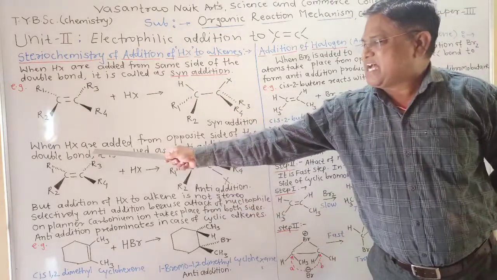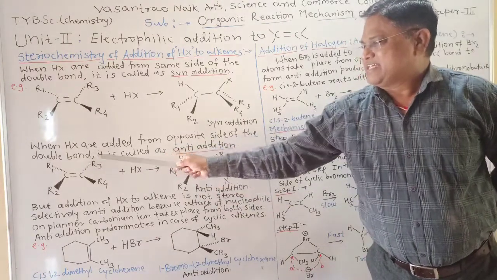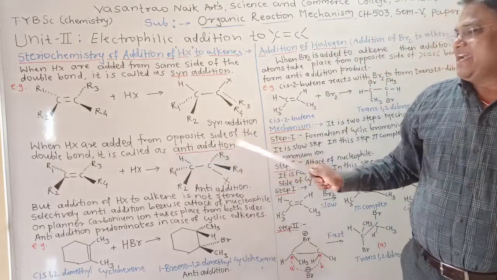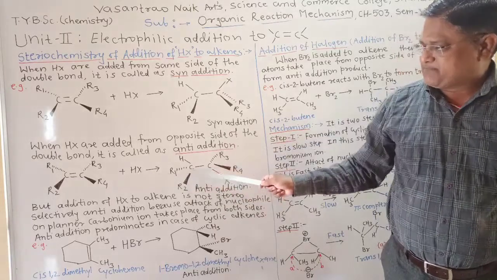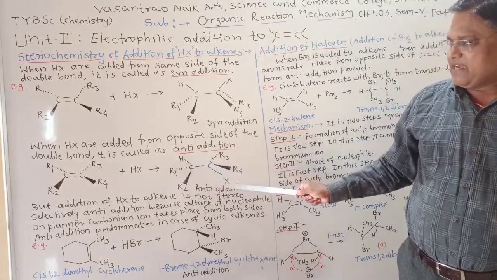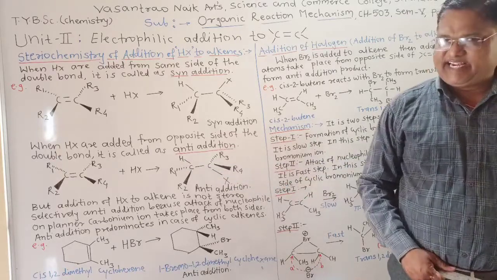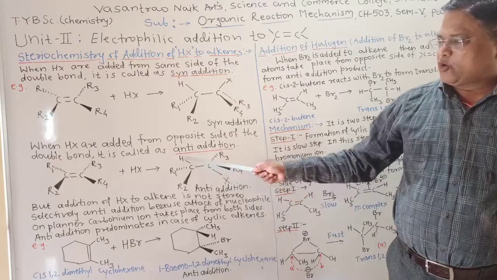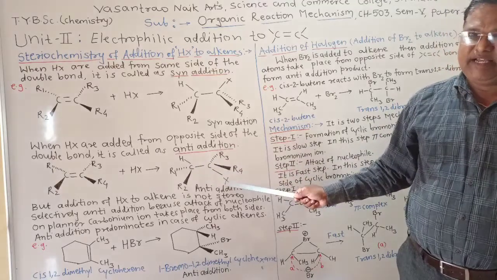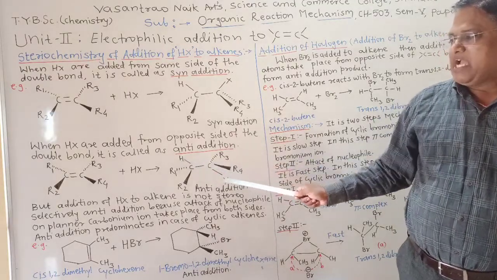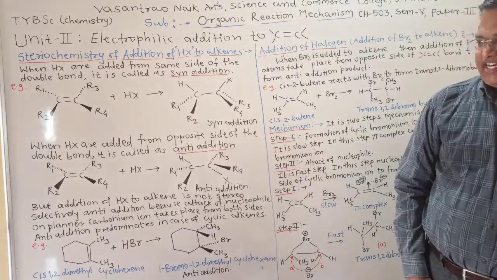Similarly, when HX are added from opposite side of double bond, it is called as anti-addition. Now here the addition of HX takes place from opposite side of carbon-carbon double bond, and therefore this addition is called as anti-addition. In this structure, hydrogen is present to the upper side and halogen is present to the lower side. That means the addition takes place from opposite side of carbon-carbon double bond, called as anti-addition reaction.